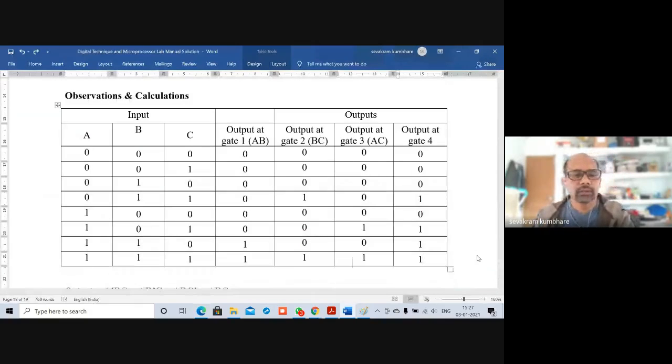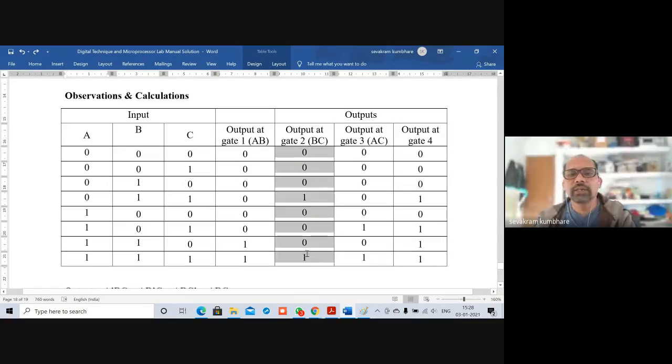Now just cross verify. Look, this is AB, this will be 1 whenever A, B are 1, 1. So these two are 1, these two are 1. That's why these are 1. And in this, one of the bits is 0, that's why the remaining bits are 0. Getting? Similarly, in BC, this is 1 and this is 1 when B and C are 1. In this AC, these bits are 1 when A and C bits are 1 simultaneously.